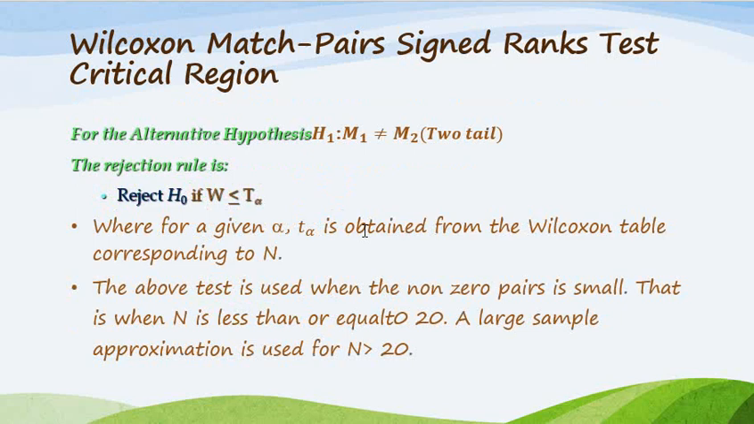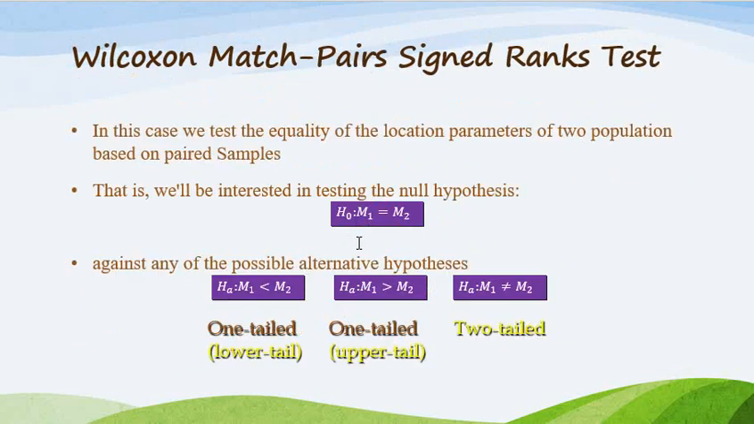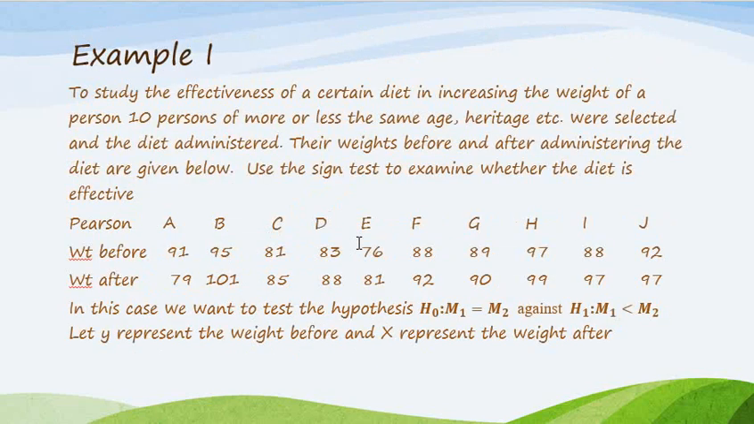So this test is used when the sample size is small, that is when n is less than or equal to 10. A large sample approximation or normal approximation is used when n is greater than 10. As an example, data is given here corresponding to weight before and after administering a diet for a set of persons.